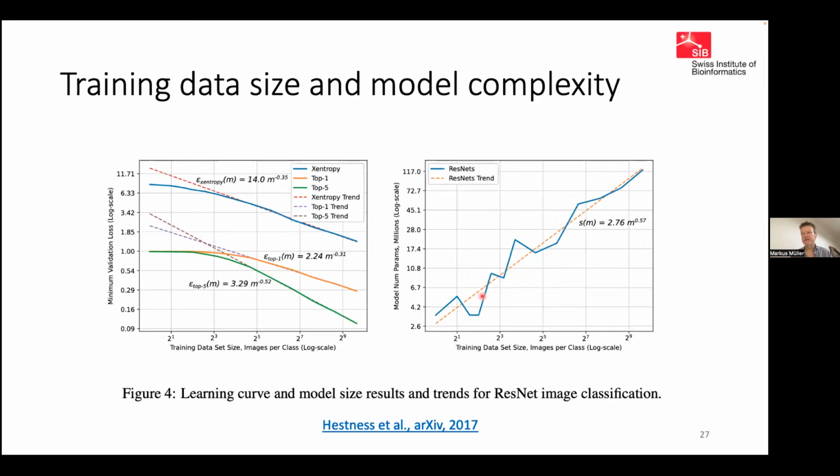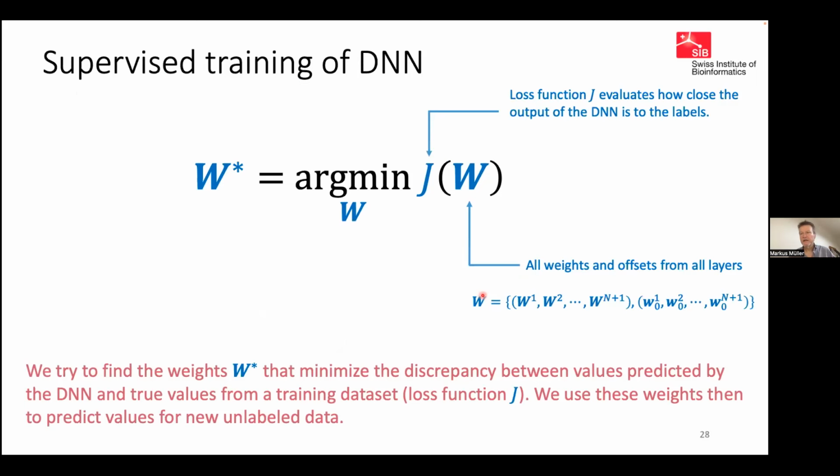So what do we do when we train a neural network or generally a machine learning model? We have a so-called loss function. This is signified as J here. And this loss function depends on the internal parameters of the neural network, which are the weights and the offsets. And we would like to find those weights and offsets that give us the smallest loss. And the loss measures how good our predictions are in comparison to the true labels. So how close our predictions are to the true labels.